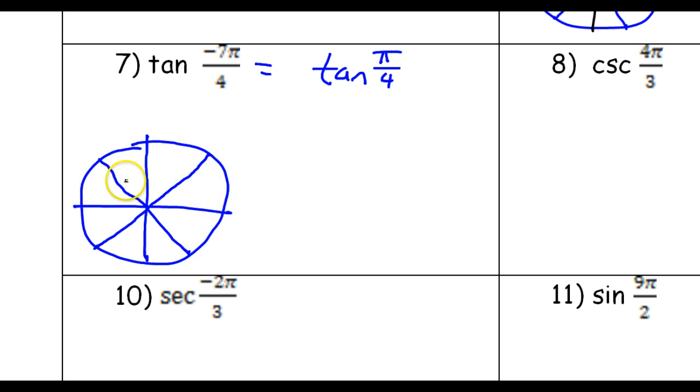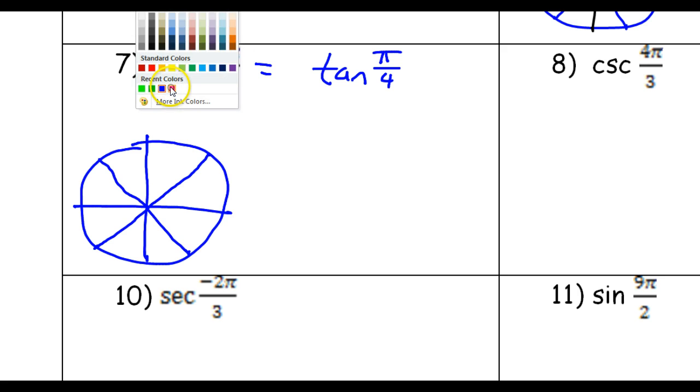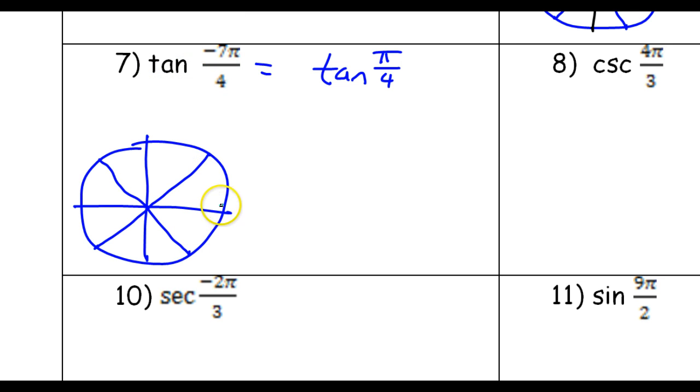So these are all pi over 4's. Now, we need to go to negative 7 pi over 4. So starting from here, I'm going to go clockwise this time because it's negative. So negative 1, 2, 3, 4, 5, 6, 7. Alright, negative 7 pi over 4 lands us right here.